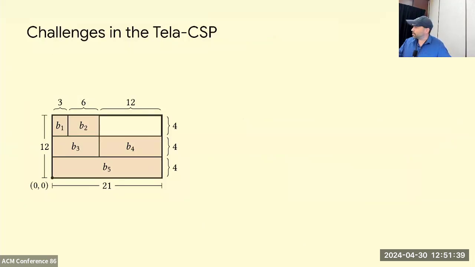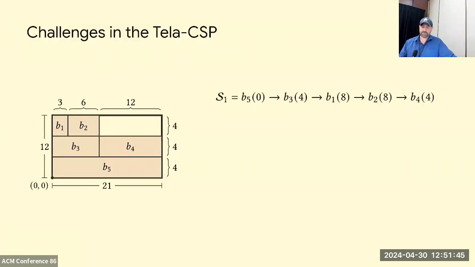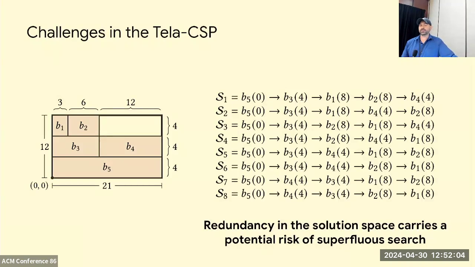So I have an allocation here. It's got 5 buffers. And if I asked you to come up with the tele-CSP solution for this instance, you might come up with a solution. So the way to read this is place buffer 5 at offset 0, buffer 3 at offset 4, and so on, ending with buffers 2 and 4. Now, you could also swap those last 2 because the order of those doesn't matter. So you could go 5, 3, 1, 4, 2 instead. By my count, there are 8 different ways that you can enumerate the possible solutions for the same allocation.